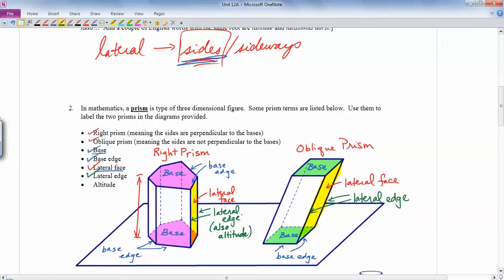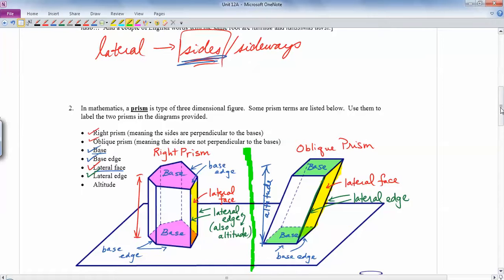For the right prism, these guys are the same. But over here, these are slanted, so that is not the altitude. The altitude would be this thing right here, whatever that height is, from top to bottom. So this right here, let me draw it over here. This right here is the altitude. And then let me separate these two.